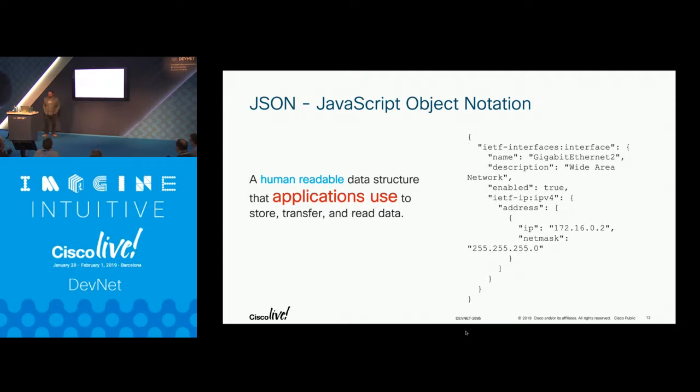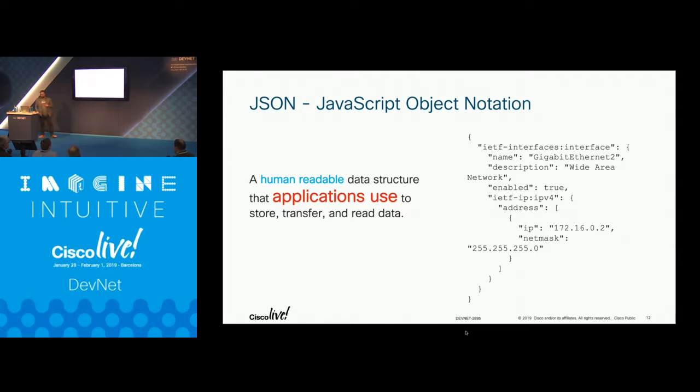So we have JavaScript Object Notation, similar to XML. It's a human readable data structure that applications use to store, transfer, and read data. So these are things that we're going to do over the internet. You'll notice a difference in the data structure in that the name value pair is tied closely together. Everything is delineated either by curly brackets or square brackets. We also have colons, commas, and quotation marks in play.